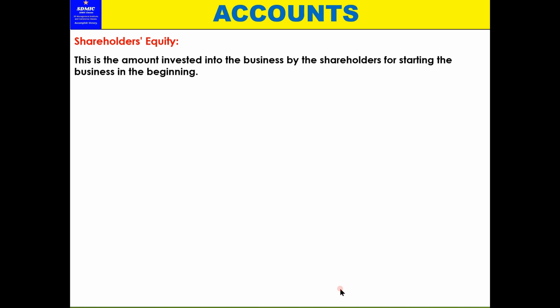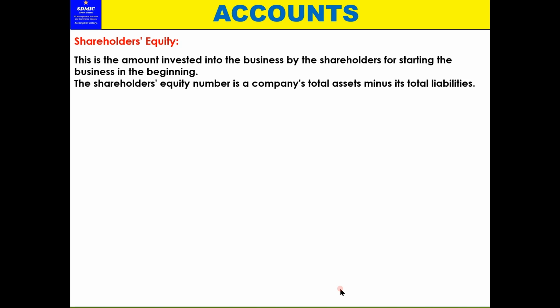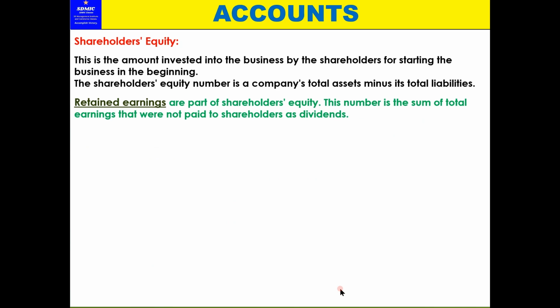shareholders equity, this is the amount invested into the business by the shareholders for starting the business in the beginning. When more than one person invests into the company in the shares of the company, it is called equity capital, equity shareholding. The shareholders equity is a company's total assets minus its total liabilities. Retained earnings are part of shareholders equity. This number is the sum total of earnings that were not paid to shareholders as dividends.